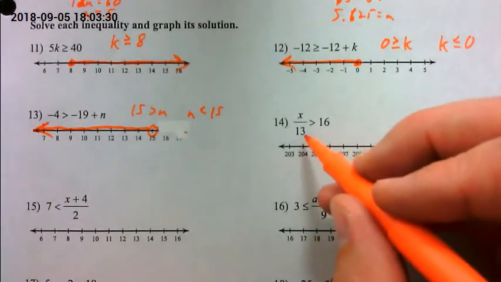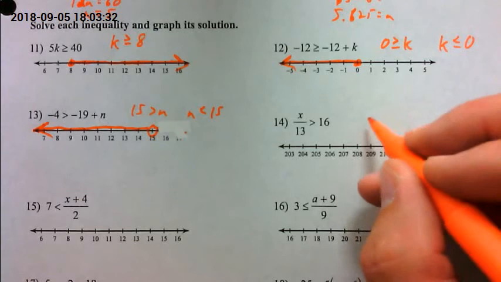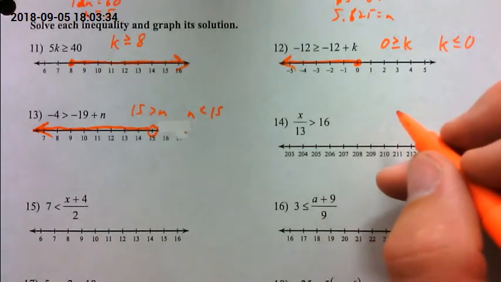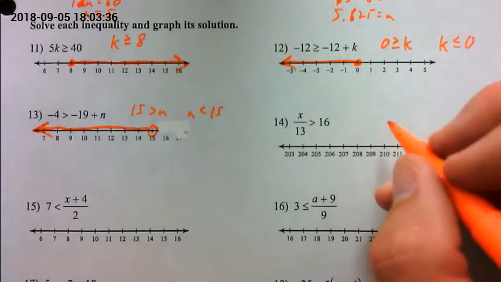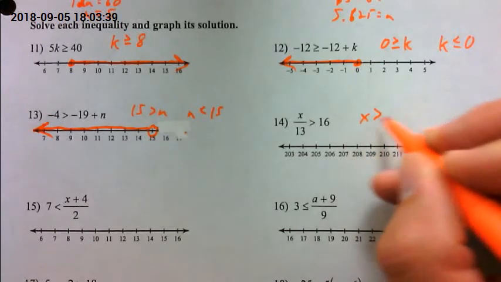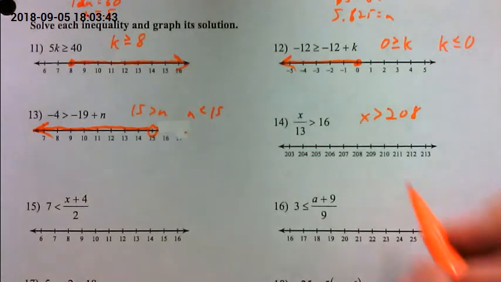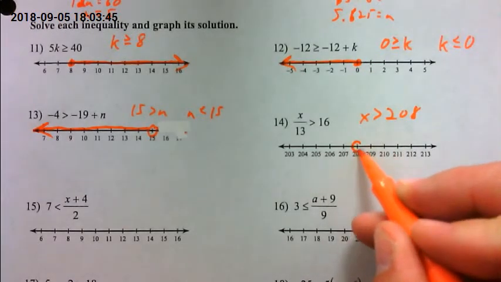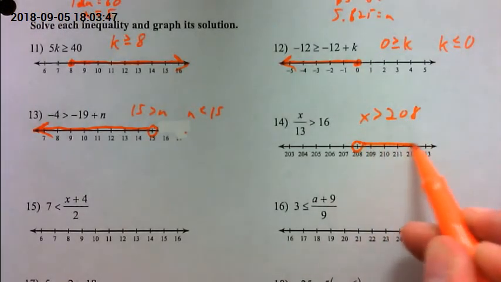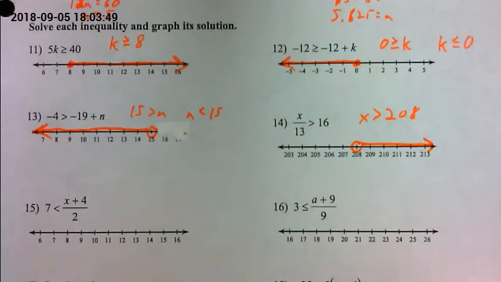On 14, we're going to take the 13, multiply it to the other side. 16 times 13 is 208. So x is greater than 208. We're going to put our value here at 208 as an open circle, and everything greater than 208.